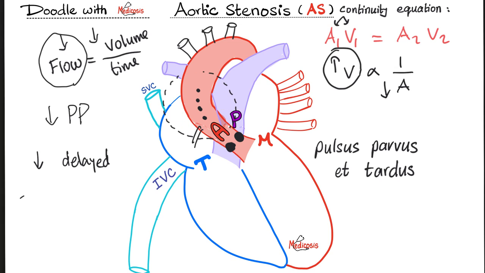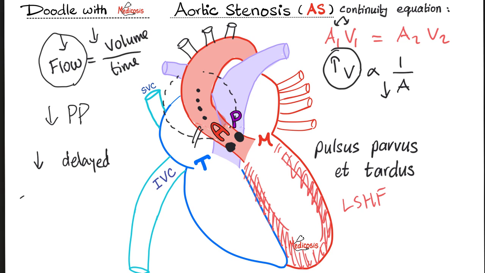Then, thanks to the increased afterload, the left ventricle will compensate by becoming thicker, and this is the concentric left ventricular hypertrophy, which increases oxygen demand. In severe late cases, this can lead to left-sided heart failure, which is not good.